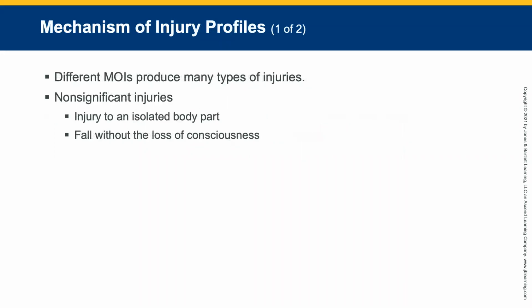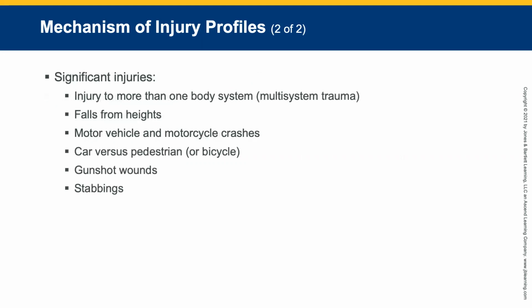Mechanism of injury profiles. Different types of MOIs will produce many types of injuries, which we've talked about already. Non-significant MOIs are an injury to an isolated body part, such as a fall without loss of consciousness. Significant MOIs involve injury to more than one body system, which is a multi-system trauma: falls from height, motor vehicle and motorcycle crashes, car versus a pedestrian or bicycle or motorcycle, gunshot wounds, and stabbings.